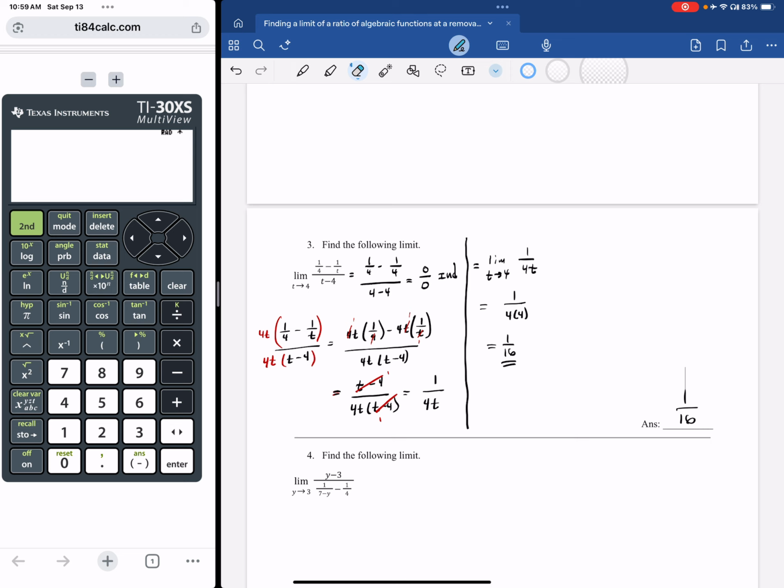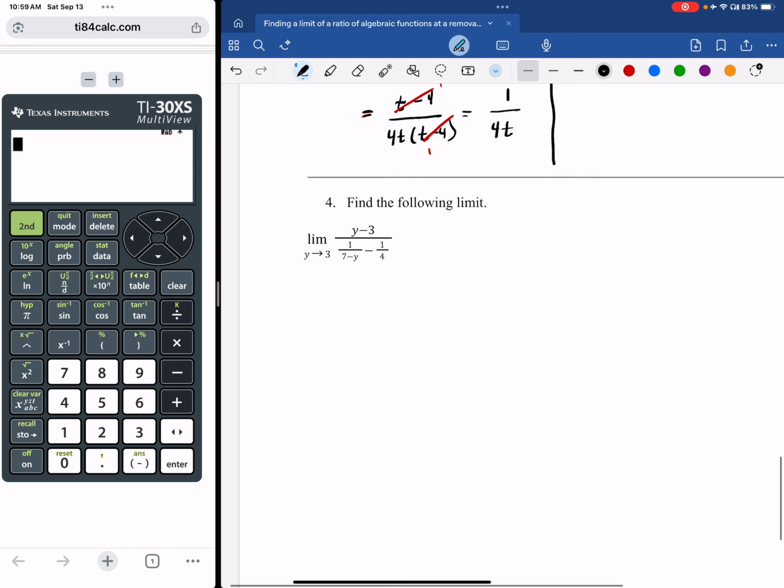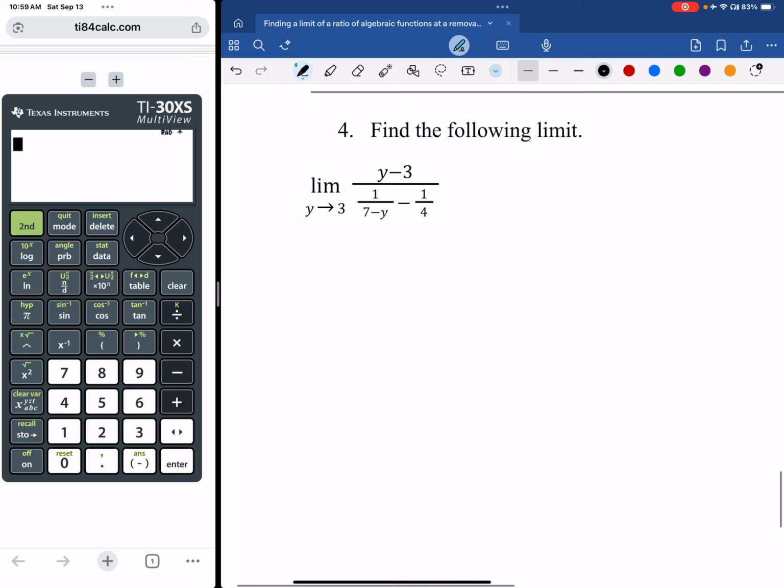Okay, clean that up a little bit. And there we are. Let's go to the last problem here. This is the limit as y approaches 3 of y minus 3 all over 1 over 7 minus y minus 1 over 4. Again, we're always going to try direct substitution first. So anywhere I see a y, I'm going to plug in 3. So this would be 3 minus 3 in the numerator. It'd be 1 over 7 minus 3 in my first fraction in the denominator minus 1/4.